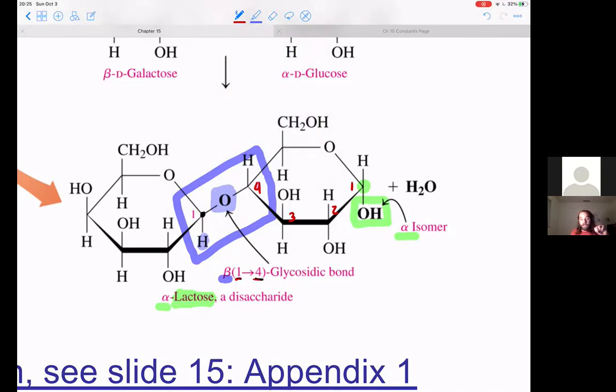Okay, so these are the two main skills that we're going to need to develop for talking about disaccharides. Is it the alpha or the beta isomer? Again, we're going to look at the free anomeric carbon to figure that out, and then characterize the glycosidic bond as being alpha or beta, and then between which carbons. In this case, it's carbon 1 and carbon 4.